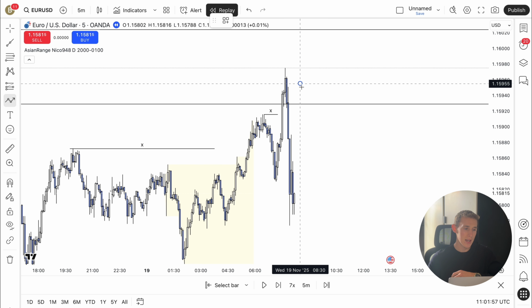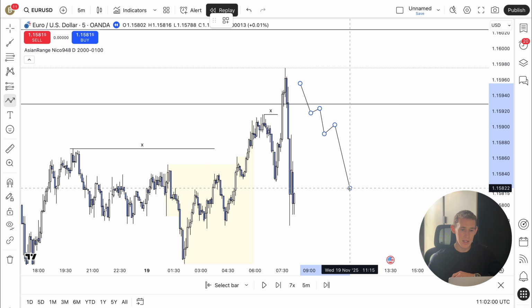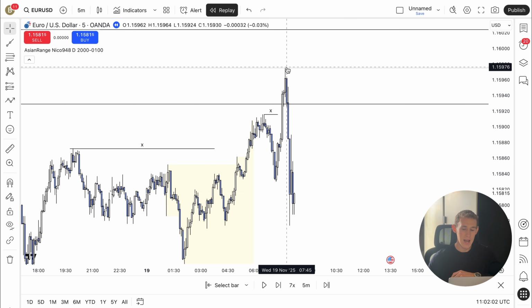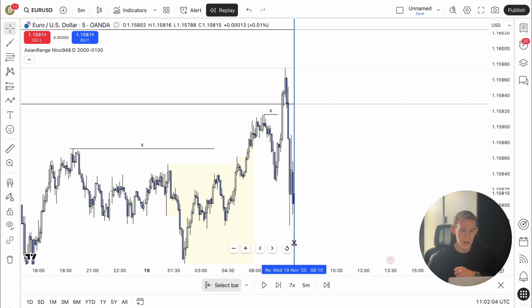We don't want to just see price slowly moving down like this, because then it could just be a liquidity grab for price to head higher. We want to see this kind of very intentional and impulsive move.